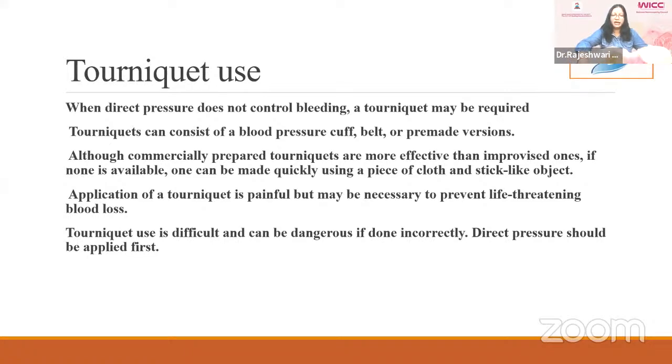So tourniquet: when direct pressure does not control the bleeding, a tourniquet is required. A tourniquet can consist of a blood pressure cuff, a belt, or pre-made versions are also available. So this can be applied. Don't tie a round cord-like thing, because a cord is not good. Belt-like, flat things can be tied as tourniquets. Although commercially prepared tourniquets are more effective than improvised ones, if none is available, one can be made using a piece of cloth or a stick-like object.